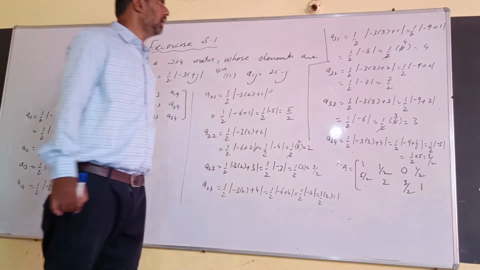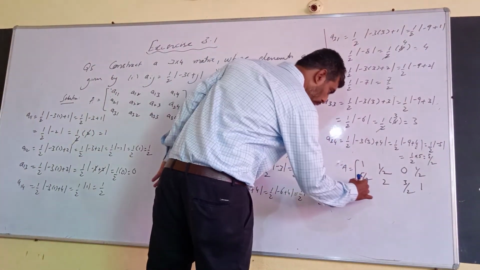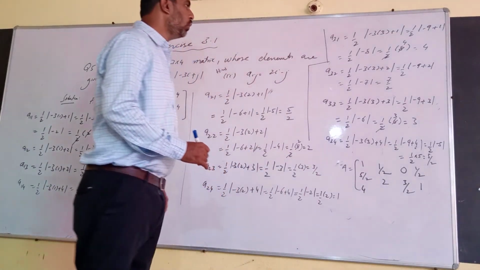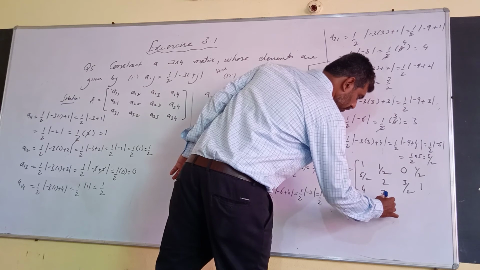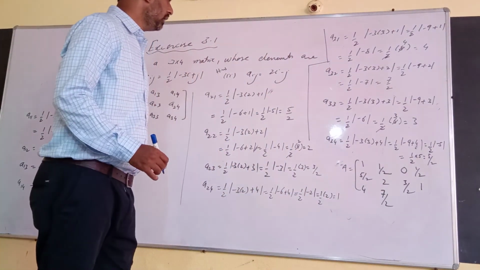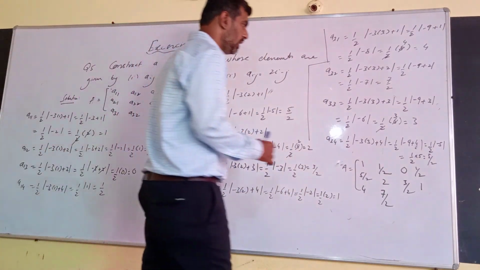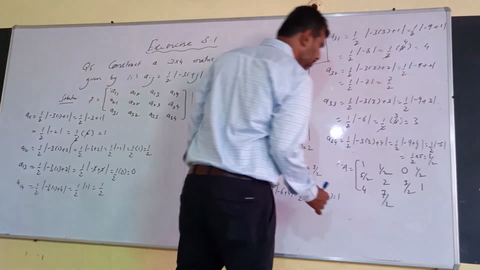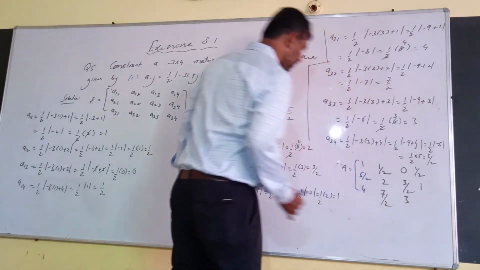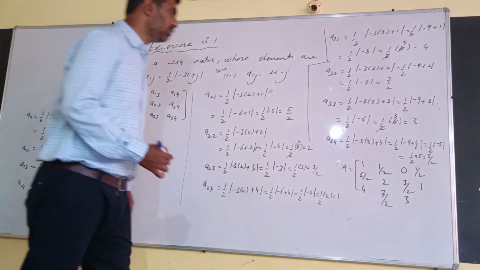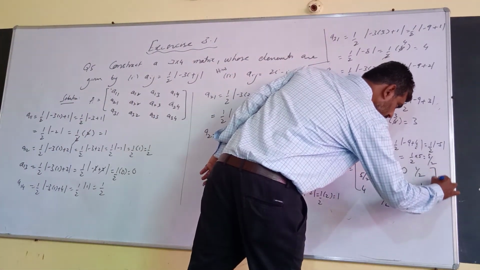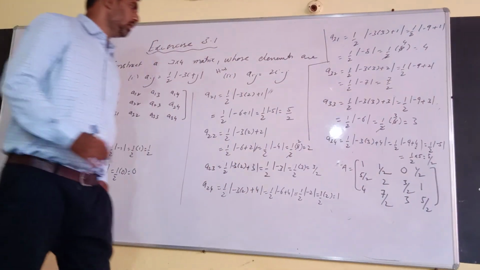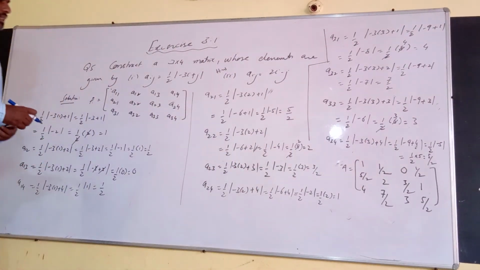A31 is 4. A32 is going to be 7 by 2. A33, now you see here, minus 6 plus 3, it will become 3. A34: minus 9 plus 4, 5 by 2. Now this is how the matrix we got.